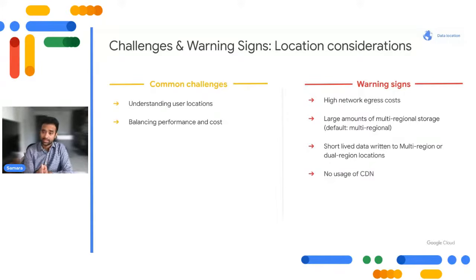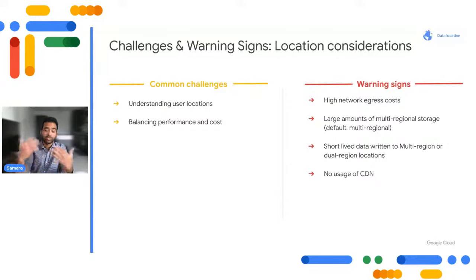And some of the warning signs that would hint that there is an opportunity to optimize more in this factor: if you see a lot of egress charges, especially network charges to GCS, then it's a warning sign that you can optimize further. Or if you see large amounts of data in multi-regional bucket types, this might be because the default selection when you create a bucket is multi-region. When you do not actively pick and choose the location type, it defaults to multi-regional, which is a comparatively higher price compared to the regional location type.